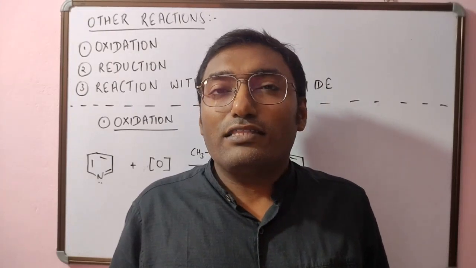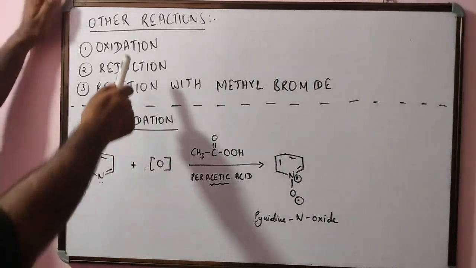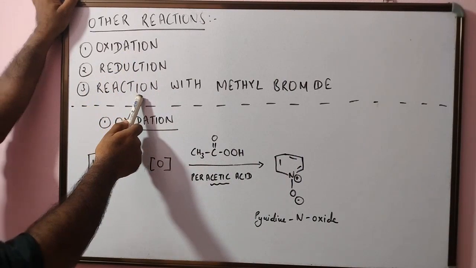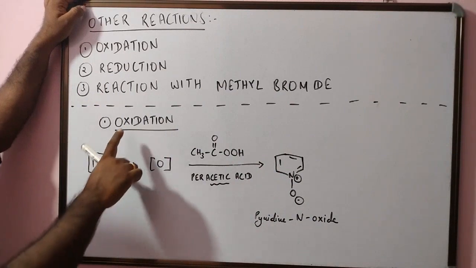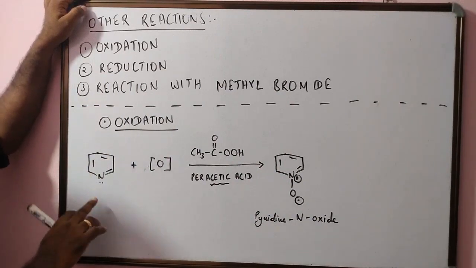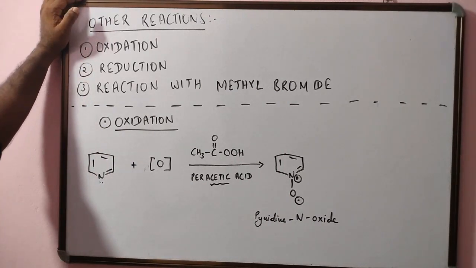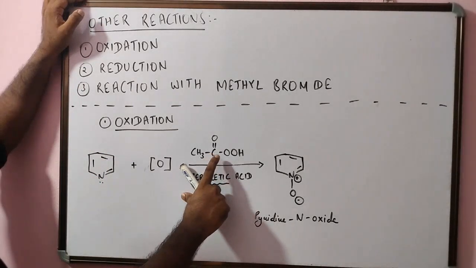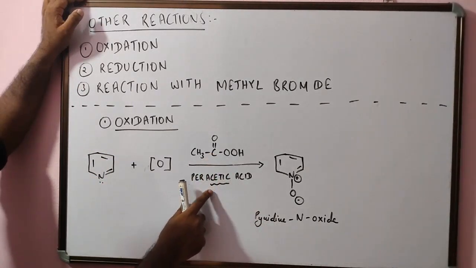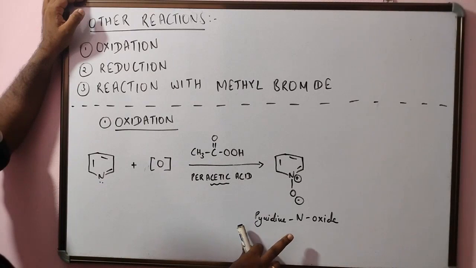Let us now look at the other reactions of pyridine. Other reactions: oxidation, reduction, and reaction with methyl bromide. Number 1. Oxidation. Pyridine is not affected by mild oxidizing agents like chromic acid or nitric acid. However, when it is treated with a strong oxidizing agent like peracetic acid, it undergoes oxidation at the nitrogen atom to form pyridine N-oxide.